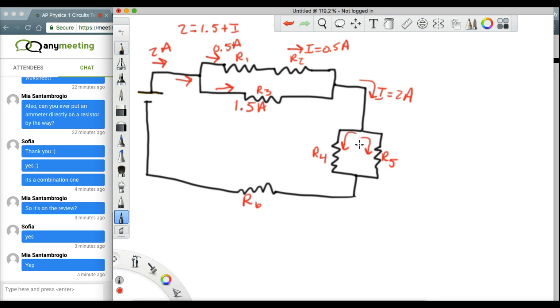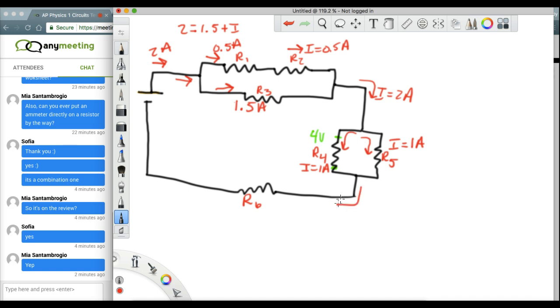No, they did not. They told us that R4 has a voltage drop of 4 volts from there to there. And they told us the current, look at that, they did tell us the current going through R5 is 1 amp. So this 2 amps coming in splits into 1 and it only splits one other way, so I know that the current over here is also 1 amp. So as we're figuring these things out, you can fill in the blanks in your table.